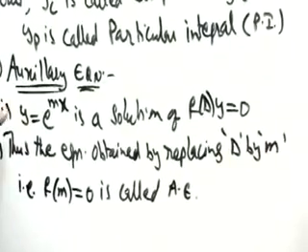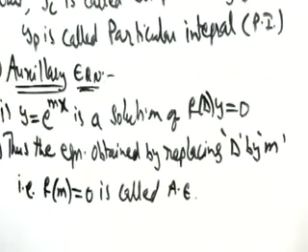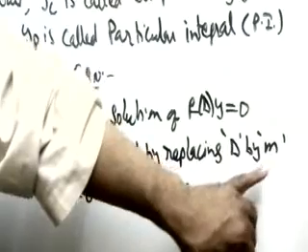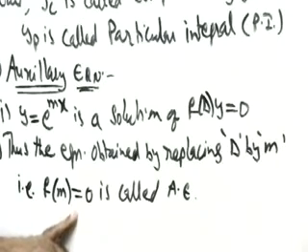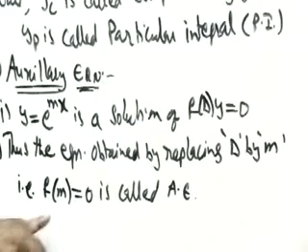Okay. So the one more thing is the auxiliary equation. y = e^(mx) is a solution of f(D) y = 0. This is the equation obtained by replacing D by m. When we change D by m in the equation, the equation f(m) = 0 is called the auxiliary equation.